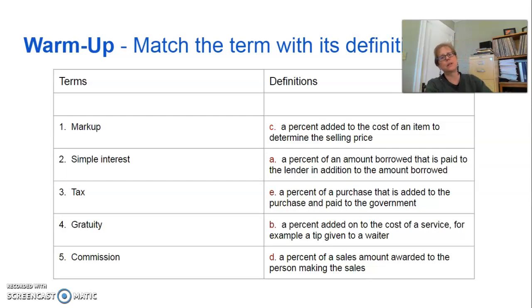Gratuity is a percent that gets added onto a service. Like if you tip a waiter or waitress at a restaurant, that's a gratuity. And then commission, we're going to be talking about in a future video. Commission is if you work for somebody and you get paid a certain percentage of what you sell. The great thing about that for employers is their employees will sell more, because if you sell more, you get paid more. All right, so there are the terms. Let's move on to the lesson.